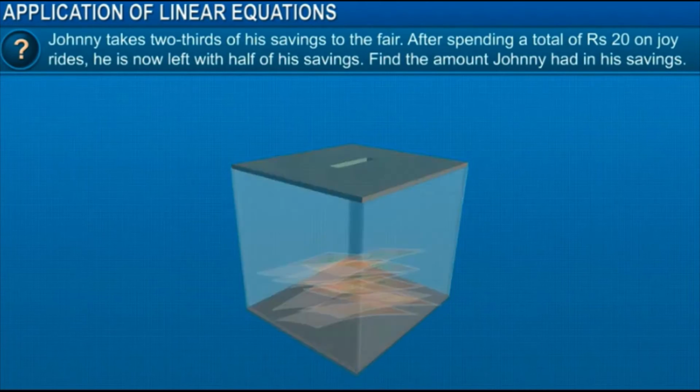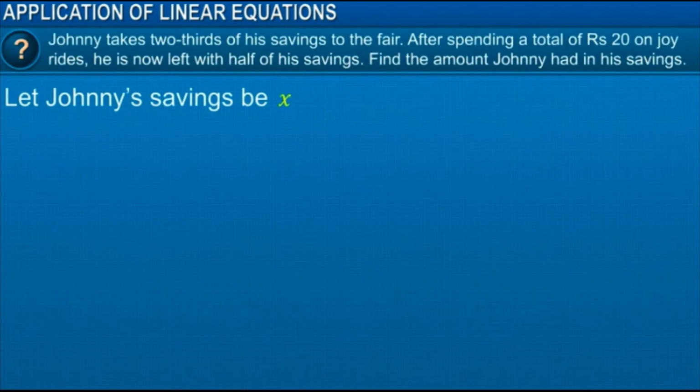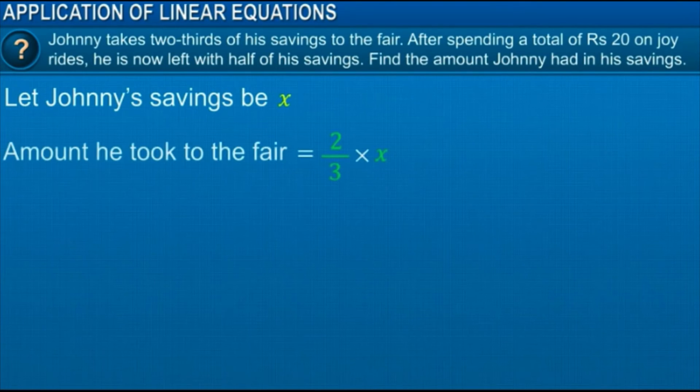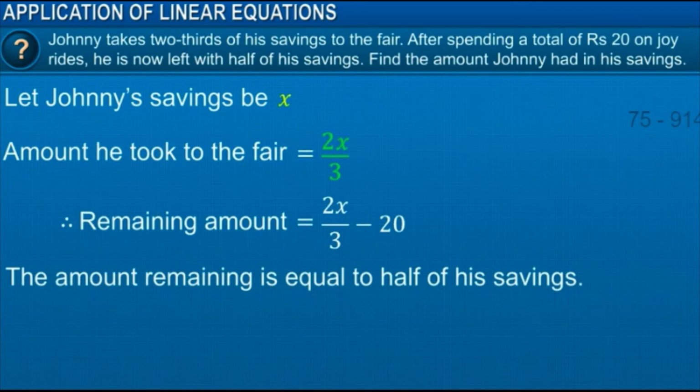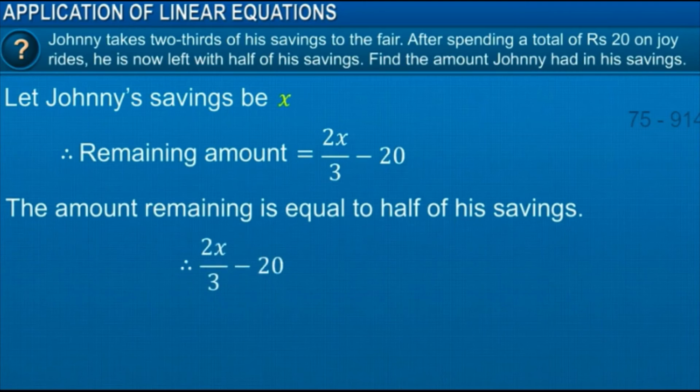To begin with, let the amount Johnny had in his savings be x. Then 2/3 of his savings will be 2x by 3. Johnny spent 20 rupees out of 2/3 of his savings he took to the fair. Therefore, the amount Johnny still has is 2x by 3 minus 20. Johnny finds that this amount is equal to half of his total savings. Therefore, 2x by 3 minus 20 is equal to x by 2.